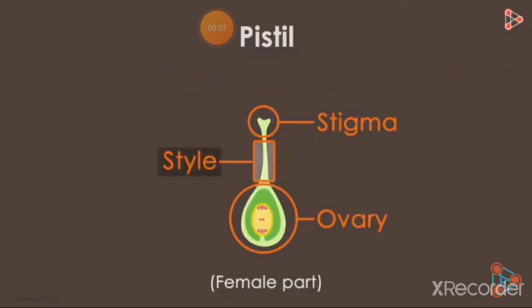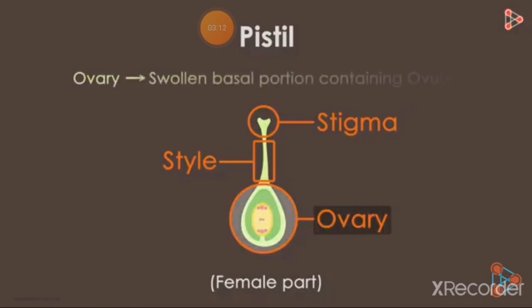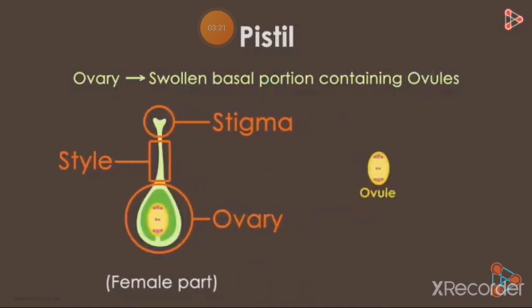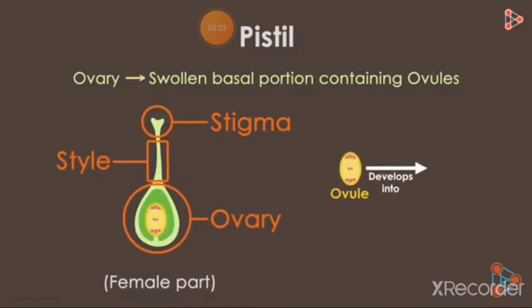Next comes the style, which is a slender stalk that holds up the stigma in position and connects it with the ovary. What about the ovary then? It is the swollen basal part of the pistil which contains the ovules. But what are ovules and what is their function? Ovules are the female gametes that get fertilized and form the embryo. Is this process really so simple? Well, it's not as simple as it seems.